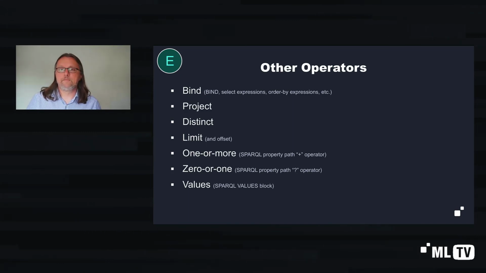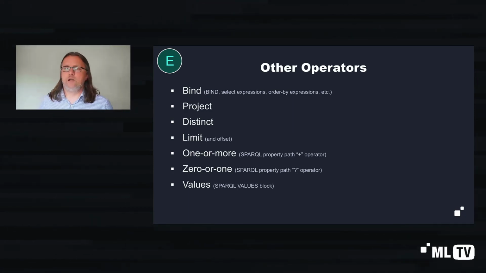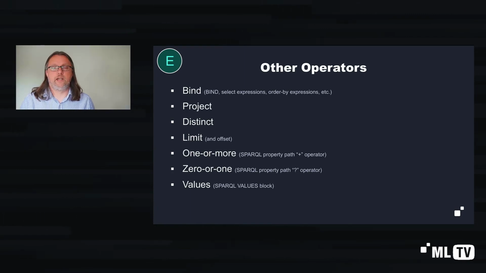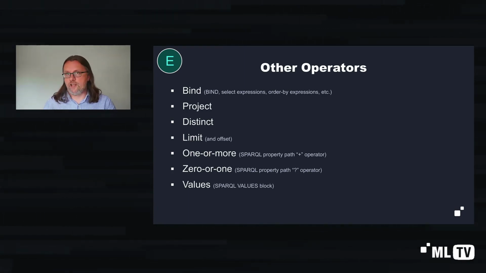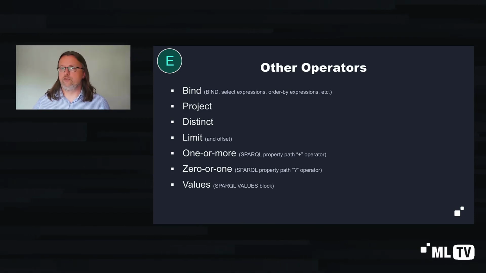Then there are a few SPARQL-only operators. There's the one-or-more operator, which corresponds to the SPARQL property path plus operator. And there's a zero-or-one operator, which is again SPARQL property paths, the question mark operator. So that's for transitive closures. And there's also a values operator, which is used for values sections, literal tables that can be written in SPARQL queries.